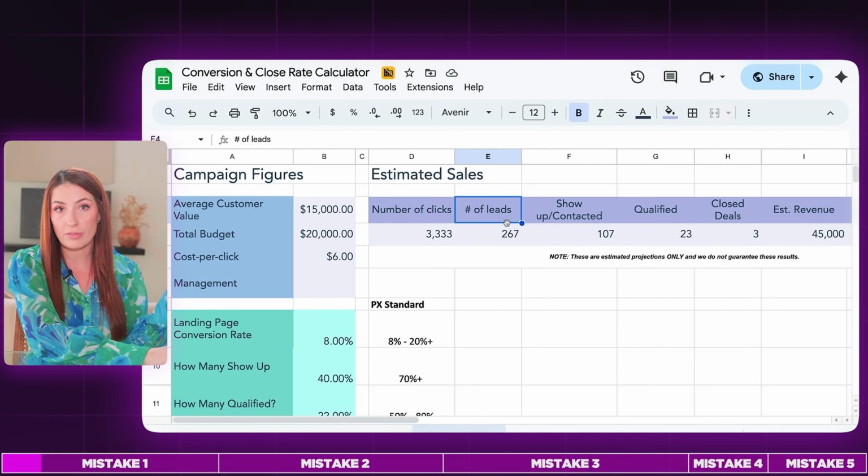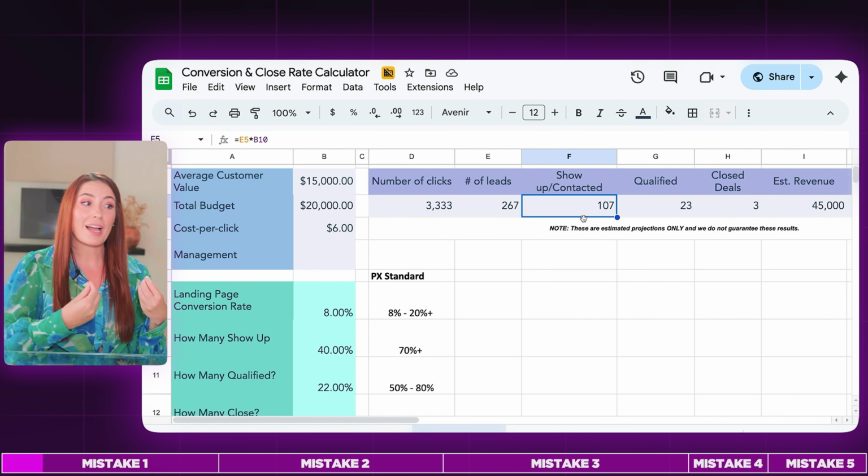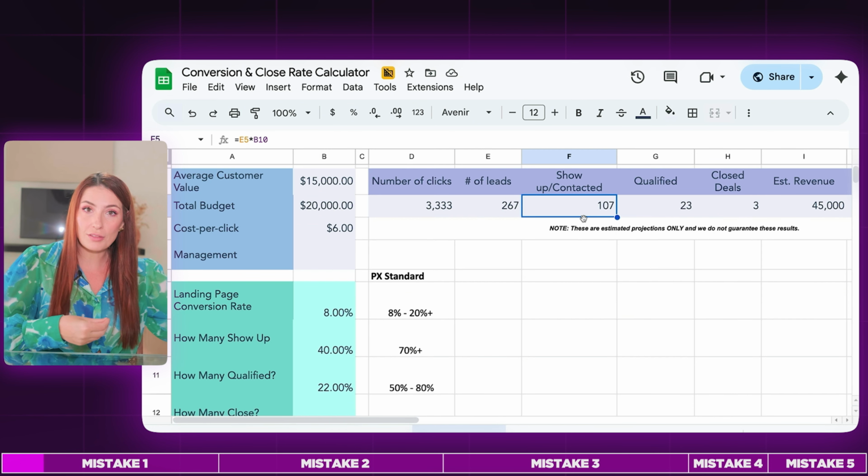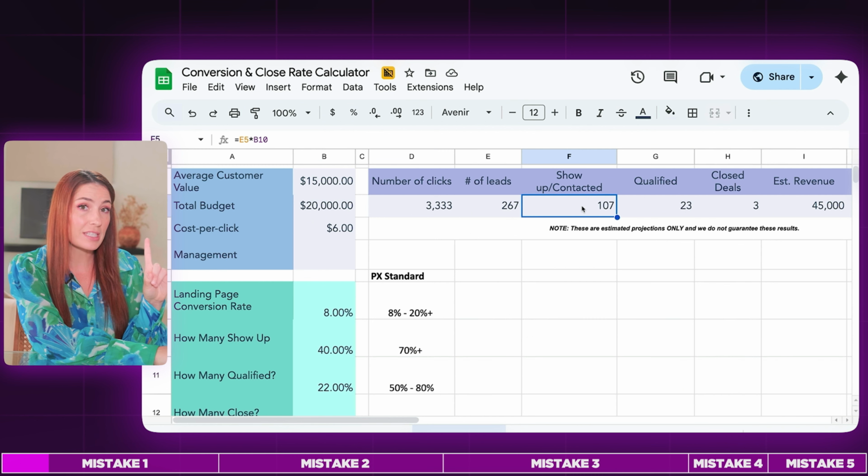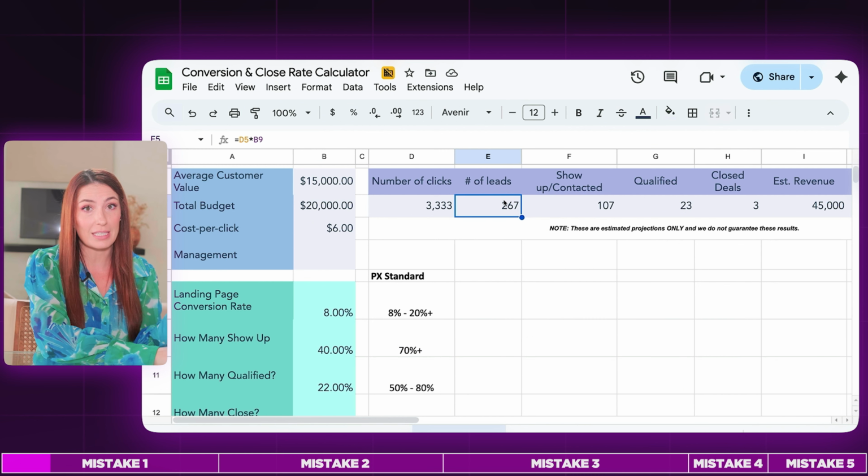I had a client in the finance space stuck at about 20K ad spend on Facebook ads before working with us. Their previous agency was all excited and celebrating because they were getting 267 leads at about $75, right? Which sounds good. But when we actually dug into the real numbers, here's what we found. Only 40% of those leads actually showed up to calls, which is only 107 conversations from 267 leads.